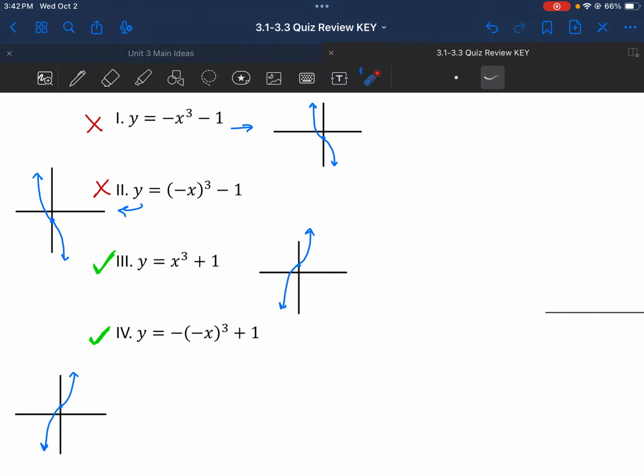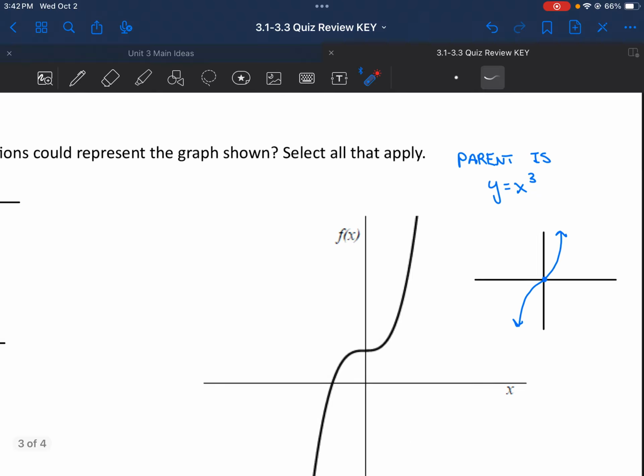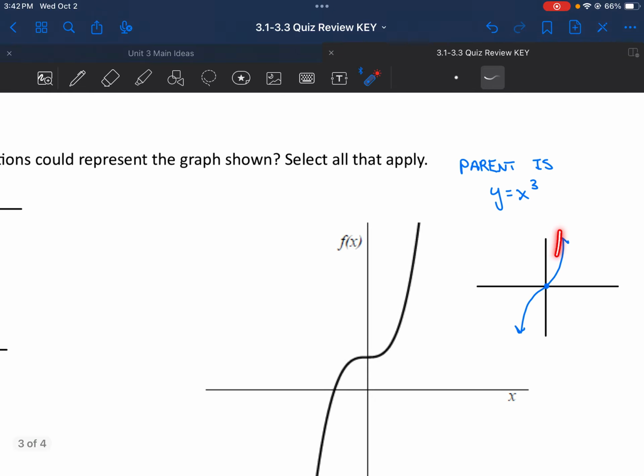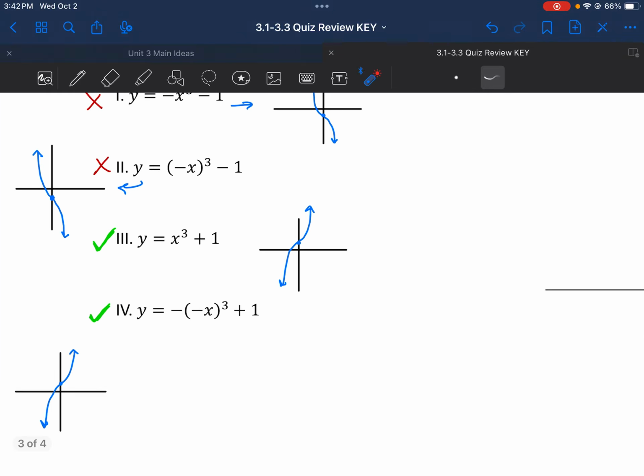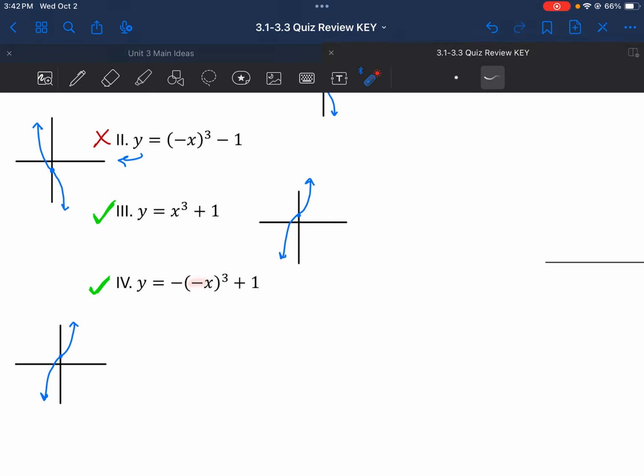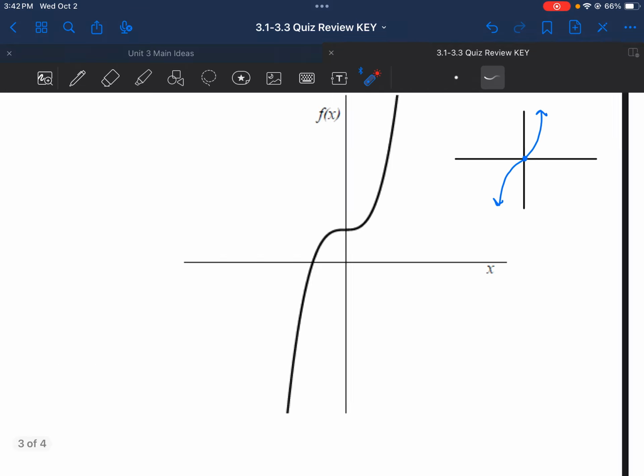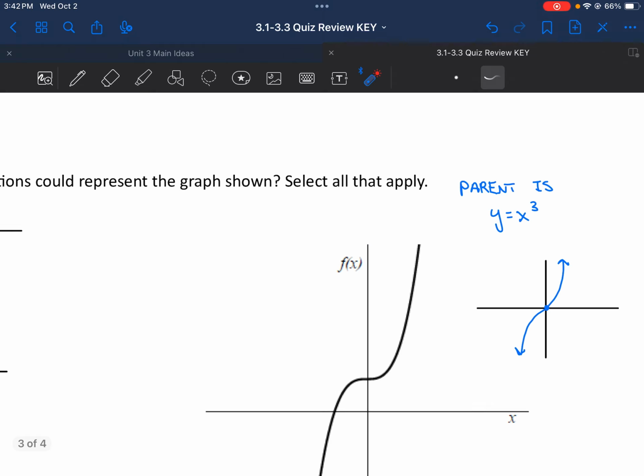Part 3, take your cubic, shift it up one. Yep. That works. And then the fourth option, reflect it across the y-axis, then reflect it across the x-axis, then shift it up one. So let's try that.